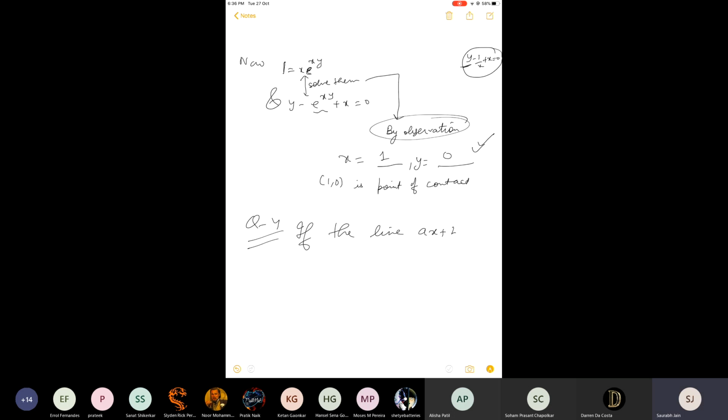Next question. If the line ax plus by plus c equal to 0, where a, b, c are non-zero, a, b, c not equal to 0, and this line is normal to the curve xy plus 5 equals 0, then find the possible signs of a and b.